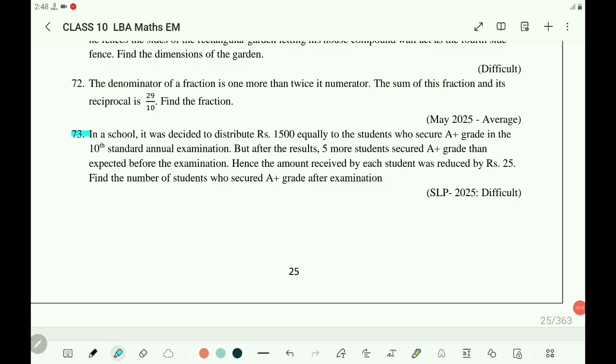Question number 73. In a school, it was decided to distribute rupees 1500 equally to the students who secure A plus grade in the 10th standard annual examination. But after the results, 5 more students secured A plus grade than expected before the examination. Hence, the amount received by each student was reduced by rupees 25. Find the number of students who secured A plus grade after examination.